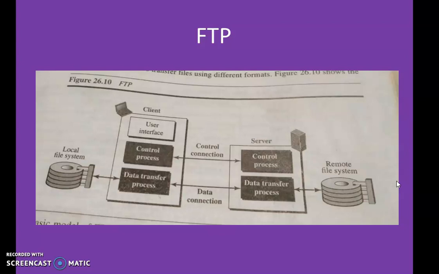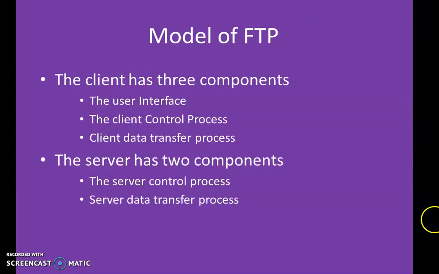In the client, there are three divisions: user interface, control process, and data transfer process. But in the server, there are only two parts: control and data transfer process. The control processes in client and server are connected using the control connection, and the data transfer processes are connected using the data connection. We will see this in detail in the upcoming slides. The user interface is available only on the client side.